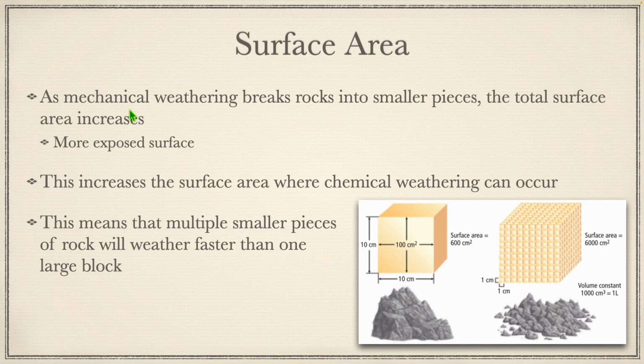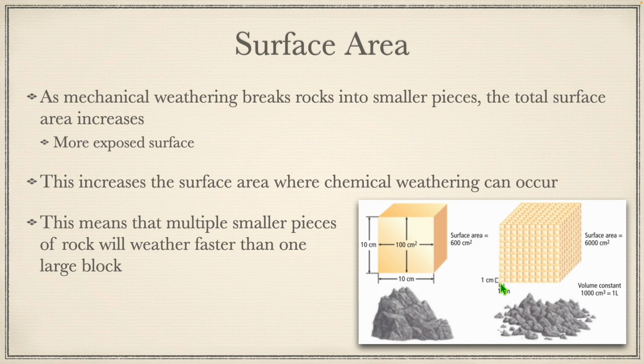Surface area. As mechanical weathering breaks down rocks into smaller pieces, the total surface area increases. More exposed surface means more places for weathering to occur, which increases the surface area where chemical weathering can occur. You have a big block of material here with a surface area of about 600 square centimeters. It is 10 centimeters on a side, so each face is 100 square centimeters, and you have 6 faces. So 100 square centimeters times 6 is 600 square centimeters.